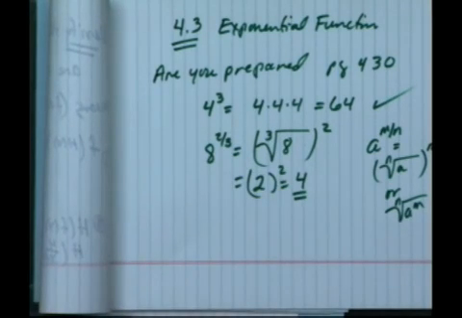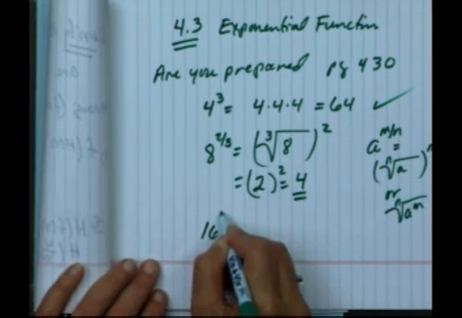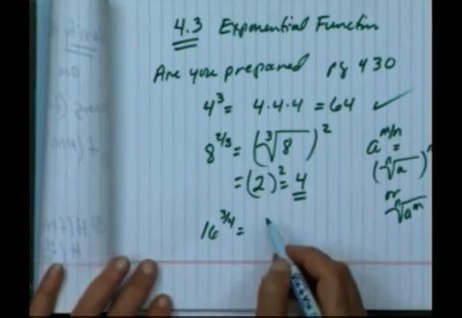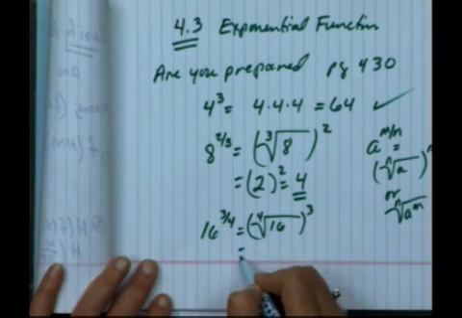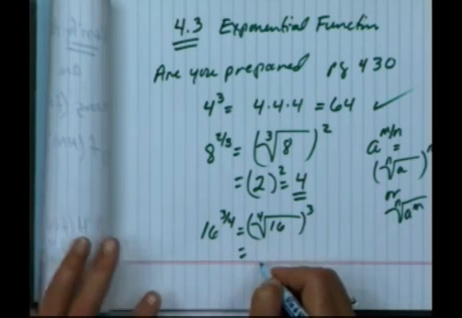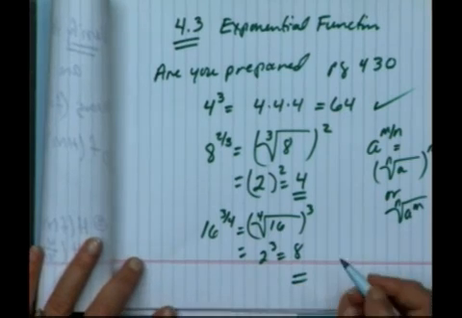Okay? What would be 16 to the 3/4 power? It would mean the 4th root of 16, and then we cube it. What's the 4th root of 16? 2, because 2 times 2 times 2 times 2 is 16. 2 cubed, and we get 8. Everybody remember this?